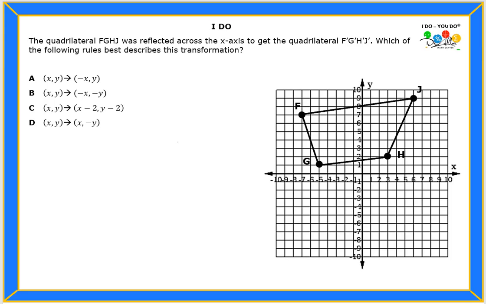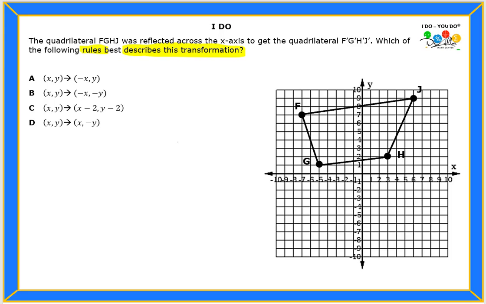Hello students, let's read the problem. It says the quadrilateral FGHJ was reflected across the x-axis to get the quadrilateral F prime G prime H prime J prime. Which of the following rules best describes this transformation? So let's see, what are we going to be looking for? We're looking for the rule that best describes the transformation.